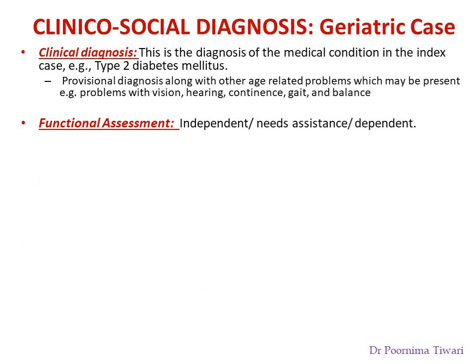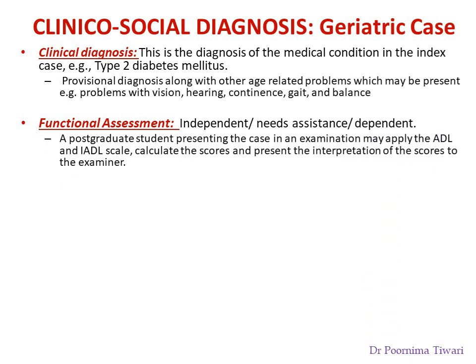In addition to this, we should mention any age-related problem that we detected during the examination, any complication of the diabetes or any other disease that was detected or was already present. For example, problems with vision, hearing, continence, gait, balance, etc. should be included in clinical diagnosis. And functional assessment classifies the elderly as independent, needing assistance, or totally dependent.